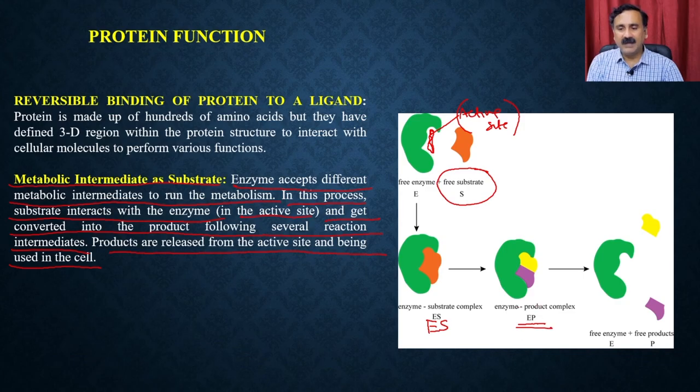Once the enzyme converts the substrate into the product, the affinity of the product becomes less, and that's how the products are released from the enzyme. And this will continue, and that's how the enzymes keep catalyzing the conversion of the substrate to the product.